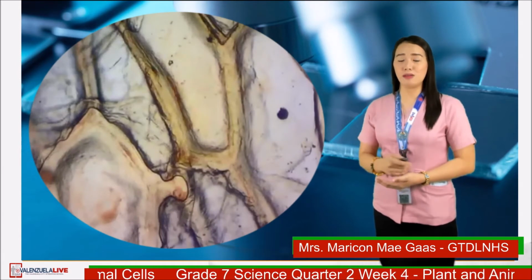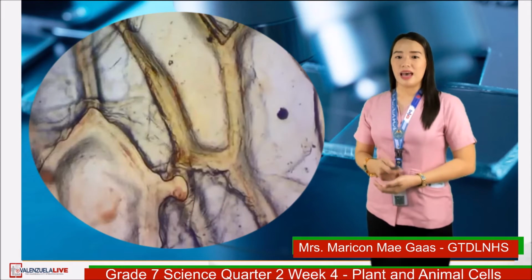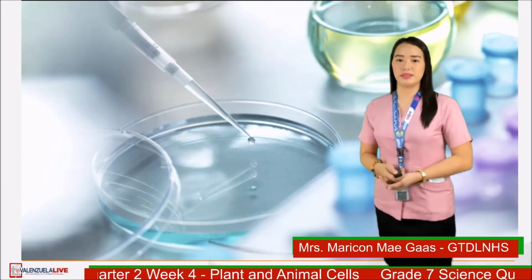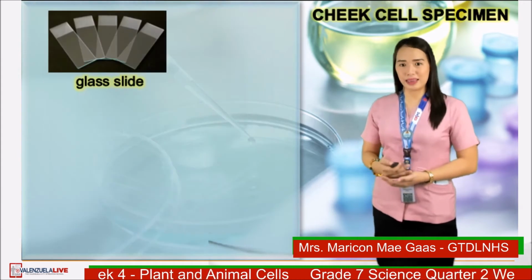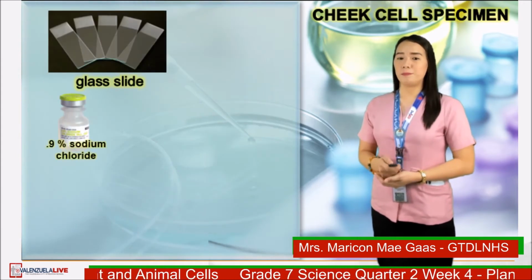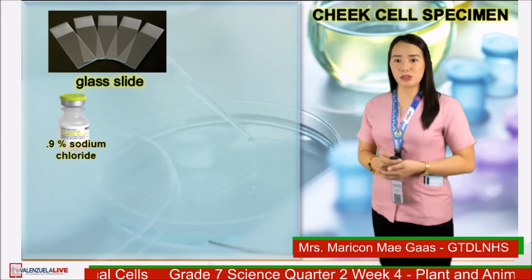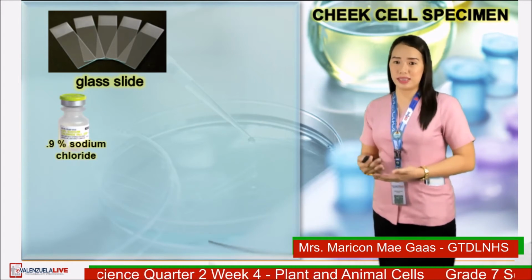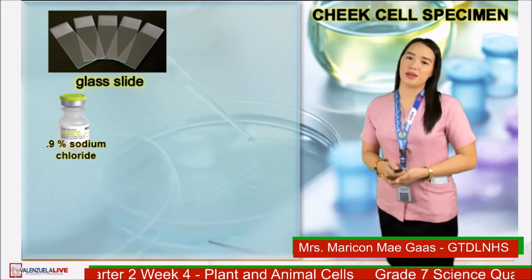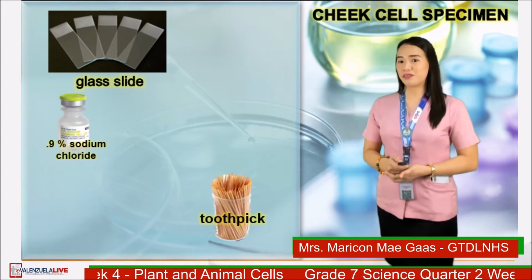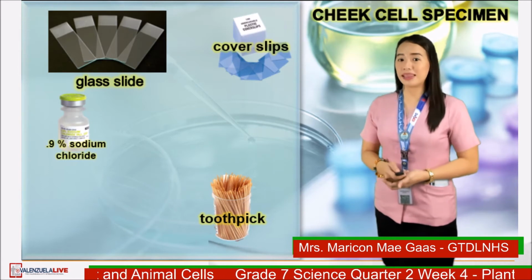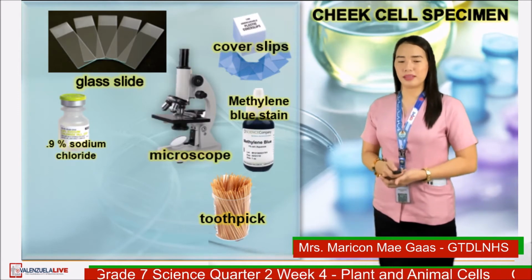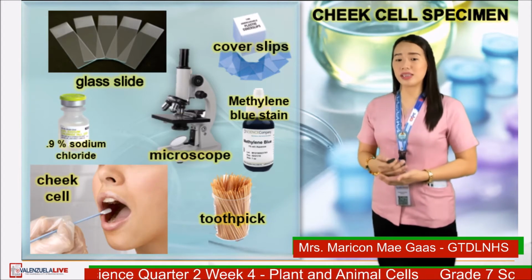Let us now try to observe a human cheek cell using these following materials. Microscope slide, a 0.9% sodium chloride solution, which we can use instead of water. Toothpick, cover slips, methylene blue solution, microscope, and our cheek cell sample.